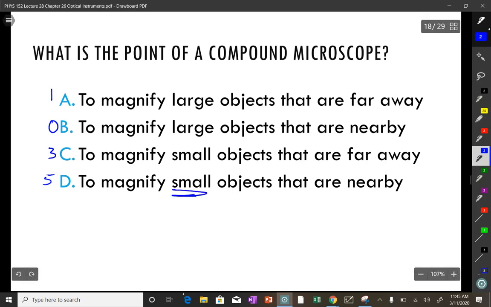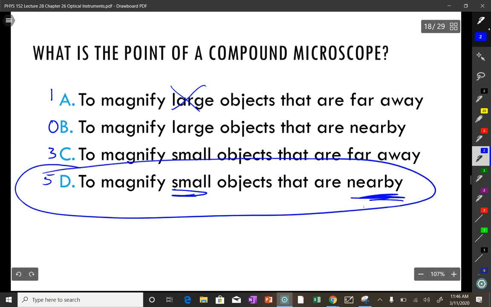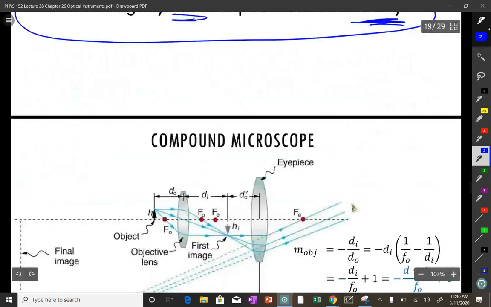Small objects, definitely not large objects. The point of a microscope is to see something small. That's why we have the term micro. Micro means small. It's a scope for small things. And with the microscope, if you're going to see something small, it's got to be something that you can control as distance. If it's far away and small, you can't see it. So it's got to be nearby. So that's the point of a microscope. So you can magnify something that's nearby.